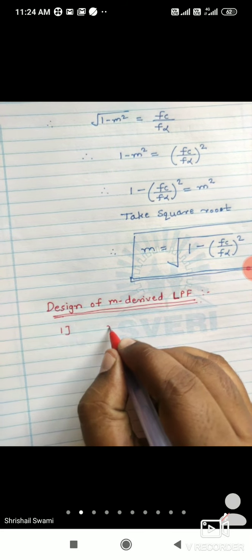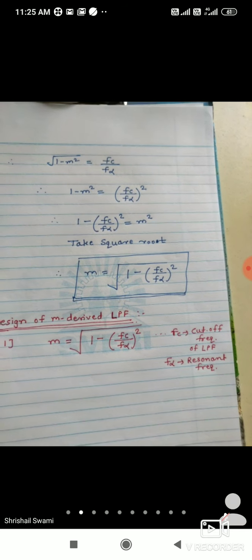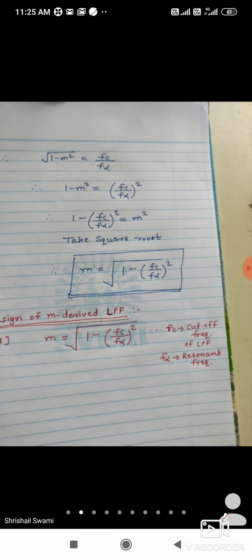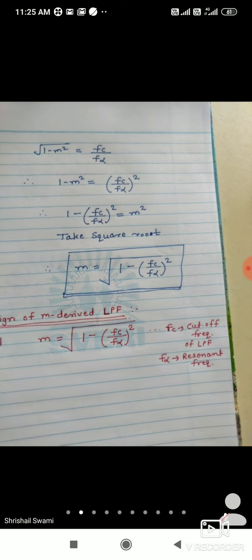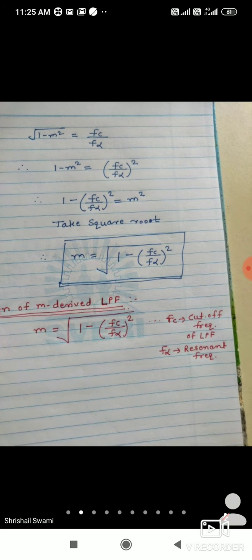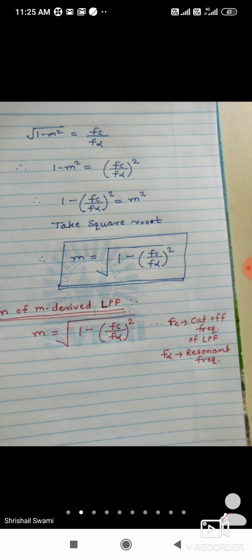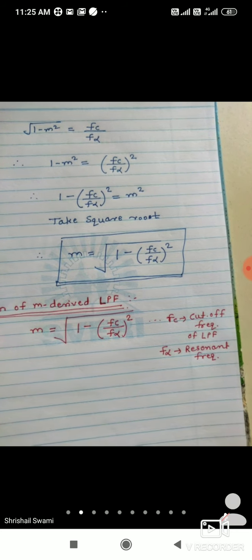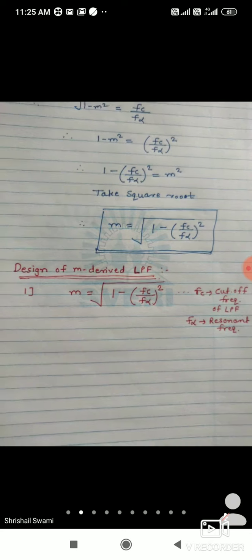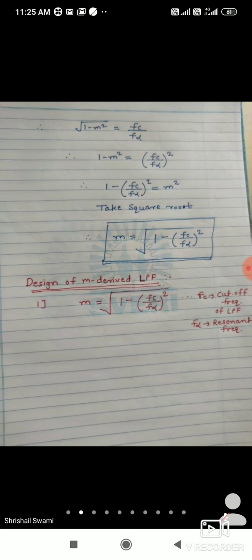So what will be the condition here? Which is greater? The resonant frequency. Okay, so already given. Which is greater here, the resonant frequency or the cutoff frequency? The resonant frequency f alpha should be greater than cutoff frequency fc. So this is the condition for getting the good characteristics.